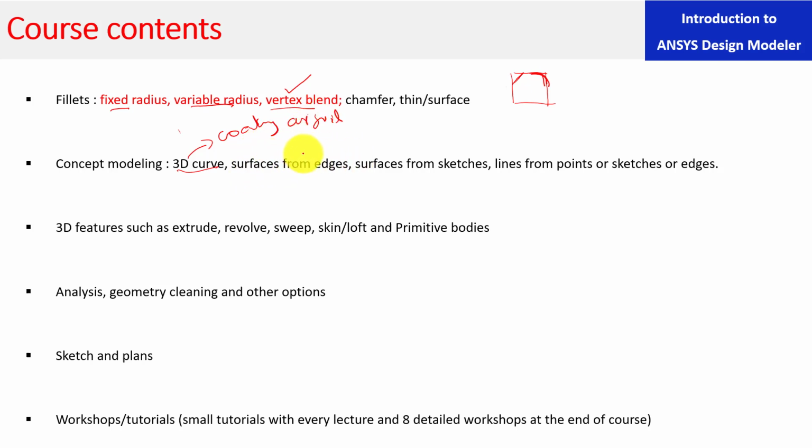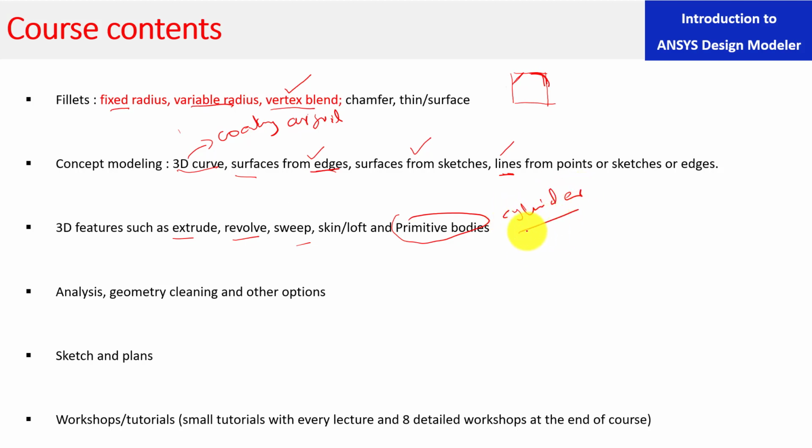We can create surfaces from edges, we can create them from sketches, and lines from points. And I will also discuss the surface, face, edge, and line. So line and edge should be the same, but it's different in Design Modeler, the way we treat them. And then we discuss 3D features like extrude, revolve, sweep, skin, loft. And also we discuss primitive bodies, which are well-defined shapes like cylinder, sphere, box.